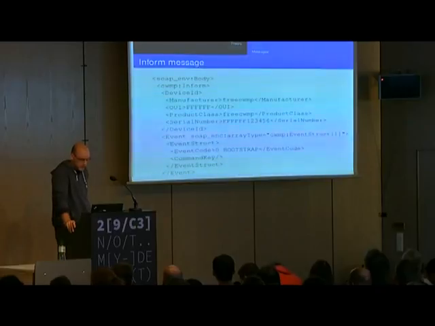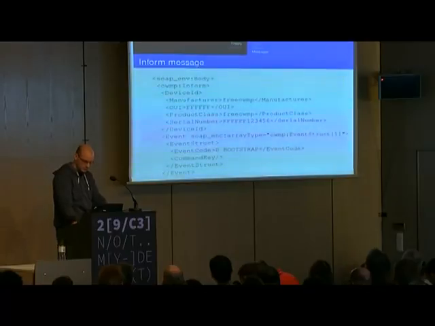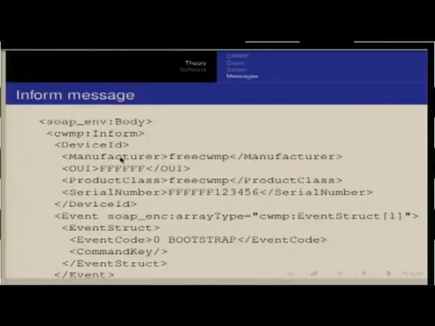Okay, so this is part of the XML message that the CP sends. This part is different for every vendor, okay? So you have a manufacturer field, OUI field, product class, and serial number. The ACS uses this information to recognize users and to recognize which CP is installed at the customer's location.